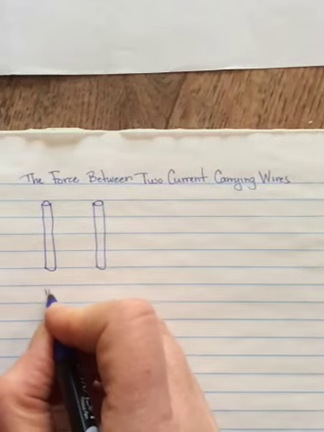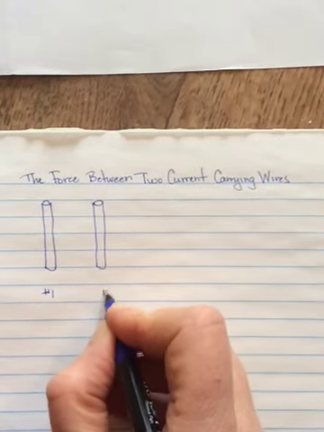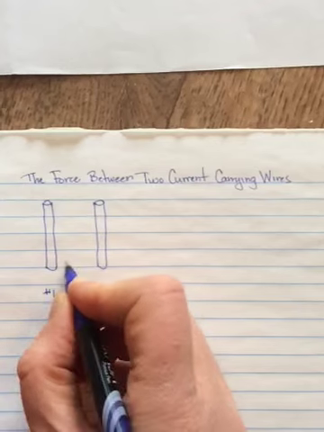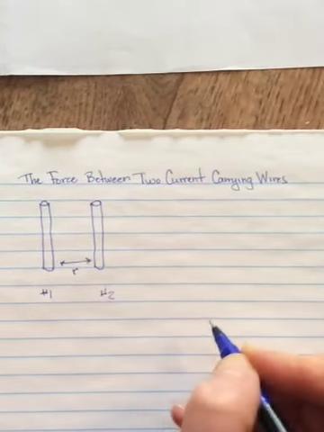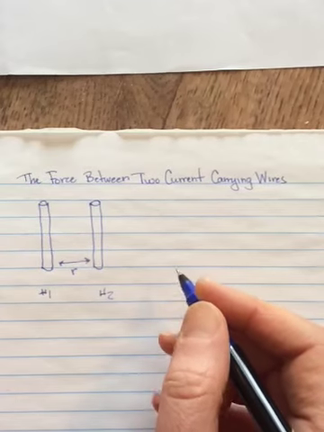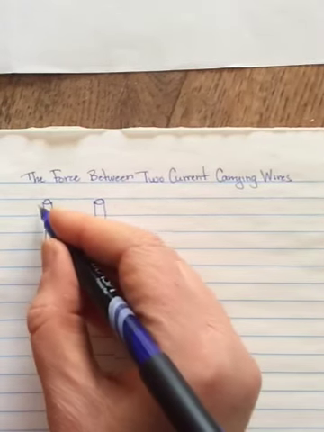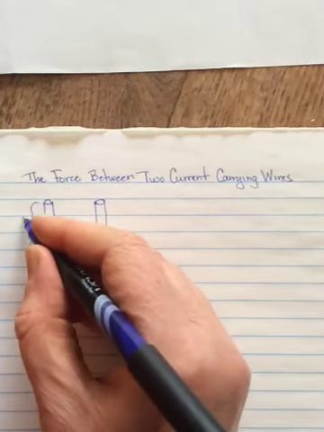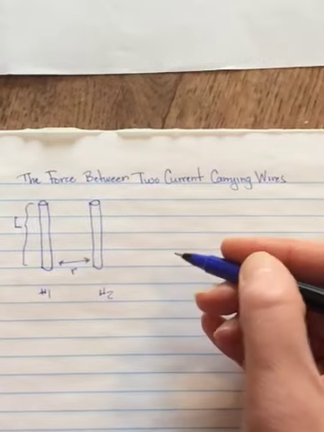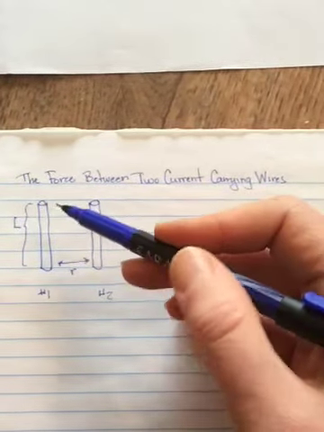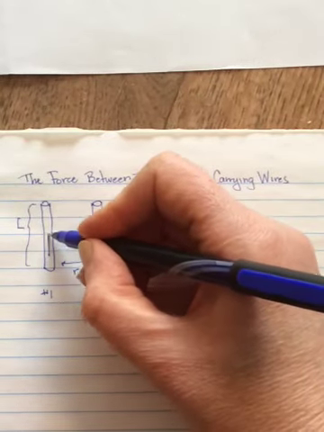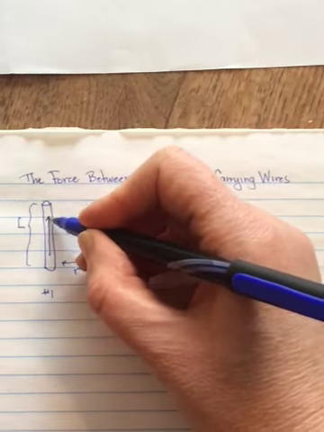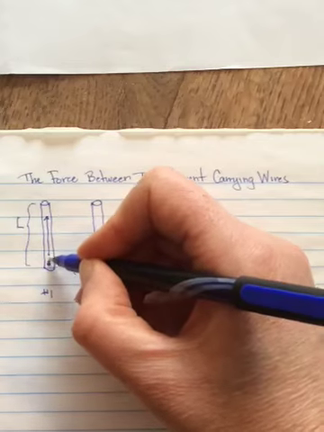We can call this one number 1 and this one number 2. And we can say that there's some distance r apart. Okay? And let's say they're the same length, and their length is L. So what we already know is that any current carrying wire, I'm going to make this guy's current going up like this, and we'll make it electron current.